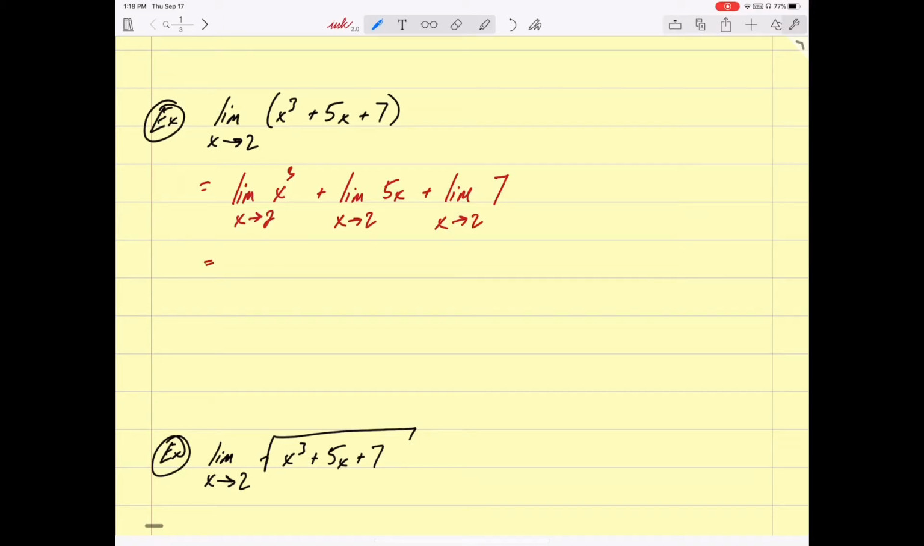So the first one would just be 8. We already calculated that in the first example. The second one would be 10, because you can just plug in 2, so 5 times 2 is 10. And this third one is going to be an application of limit law number 7 on that PDF. In words, it is the limit of a constant function is equal to the constant. And then we just sum those. So this would just be 25.